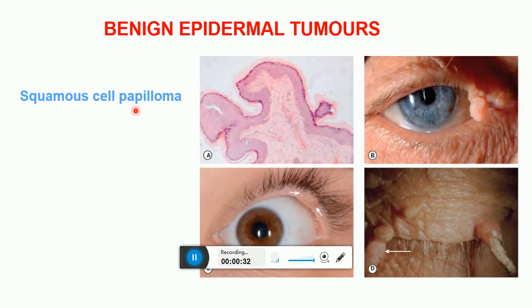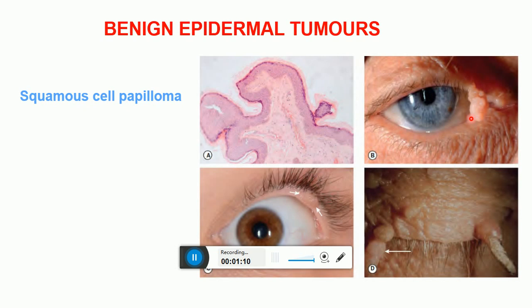Histopathology in all clinical types is similar, showing finger-like projections. Here you can see fibrovascular connective tissue covered by irregular acanthotic hyperkeratotic squamous epithelium. Squamous cell papilloma is a very common benign epithelial tumor.